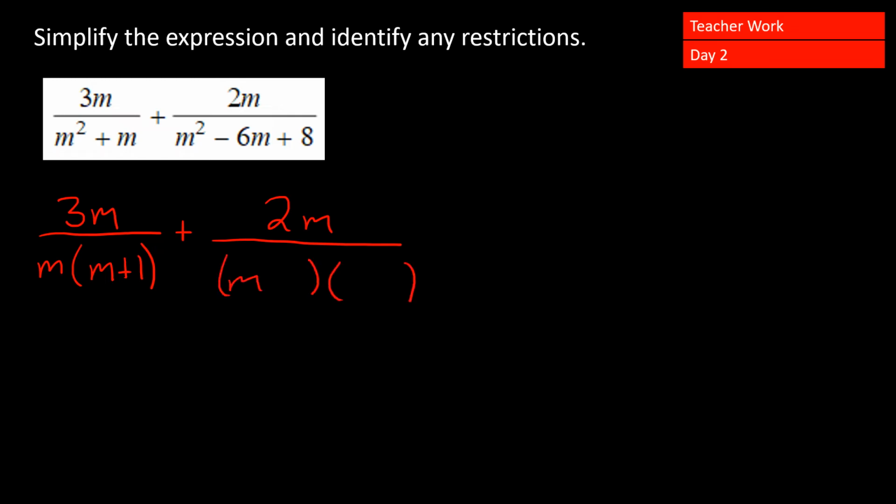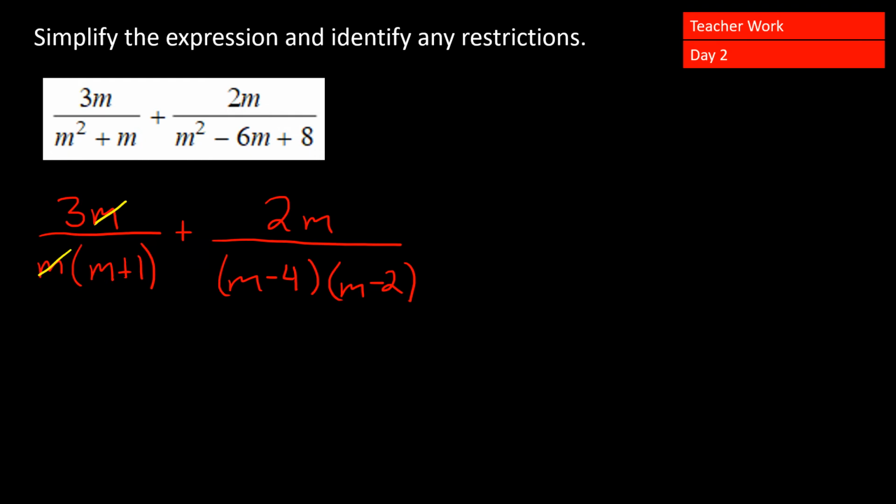In order to get m squared, that'd be m times m. I want 2 numbers added or subtracted to give me negative 6, but multiplied to give me 8. Well, that would be a negative 4 and a negative 2, because negative 4 minus 2 is negative 6, and negative 4 times negative 2 is a positive 8. So we have all this happening here. I'm sure a lot of you are already seeing, hey, we can actually simplify out those m's because they are factors.